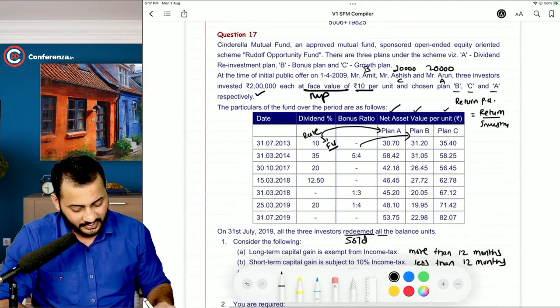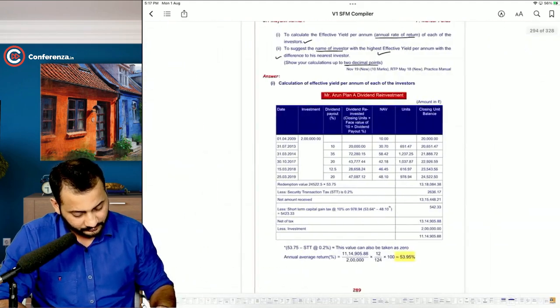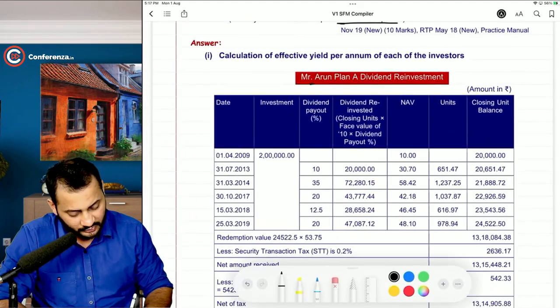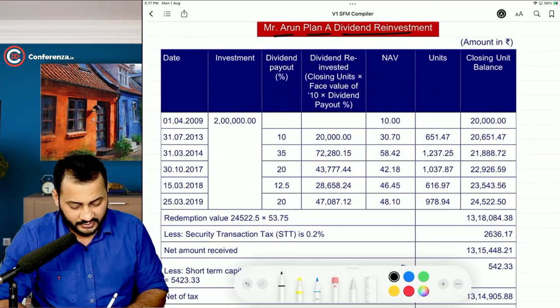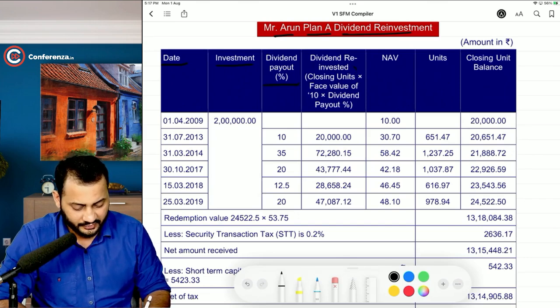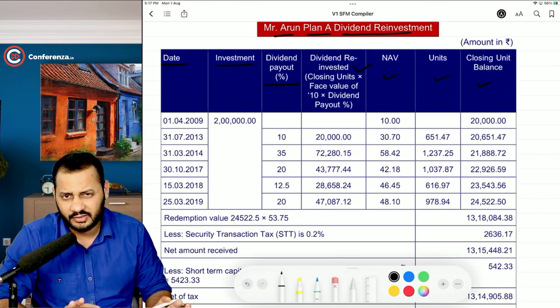So one by one we are going to solve. Have a look. Let's start with Mr. Arun, plan A, dividend reinvestment. So there will be certain columns: date, investment, dividend payout ratio, the dividend reinvested, NAV, units and closing unit. One by one we will take it.